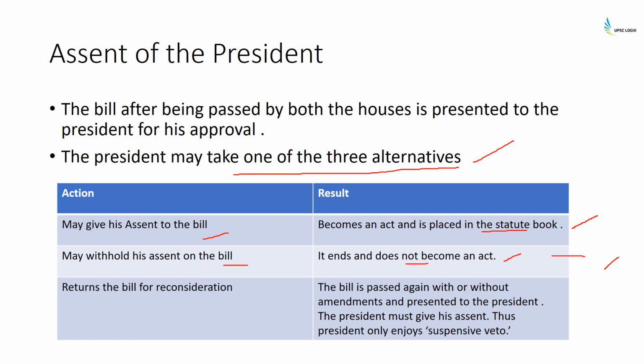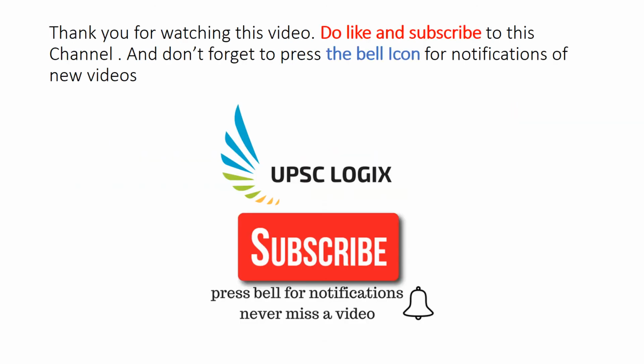Or he returns the bill for reconsideration, so the bill is passed again with or without amendments and presented to the president, and in this case the president has to give his assent. This particular power of the president is called suspensive veto, which means that he can send the ordinary bill back only once, and in case the bill comes back to him with or without amendments, he has to pass it.